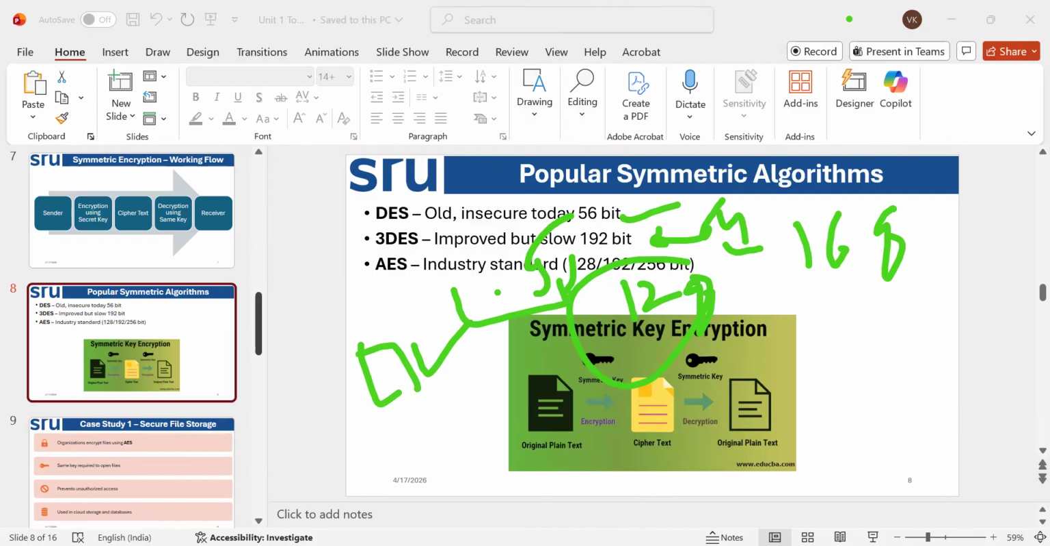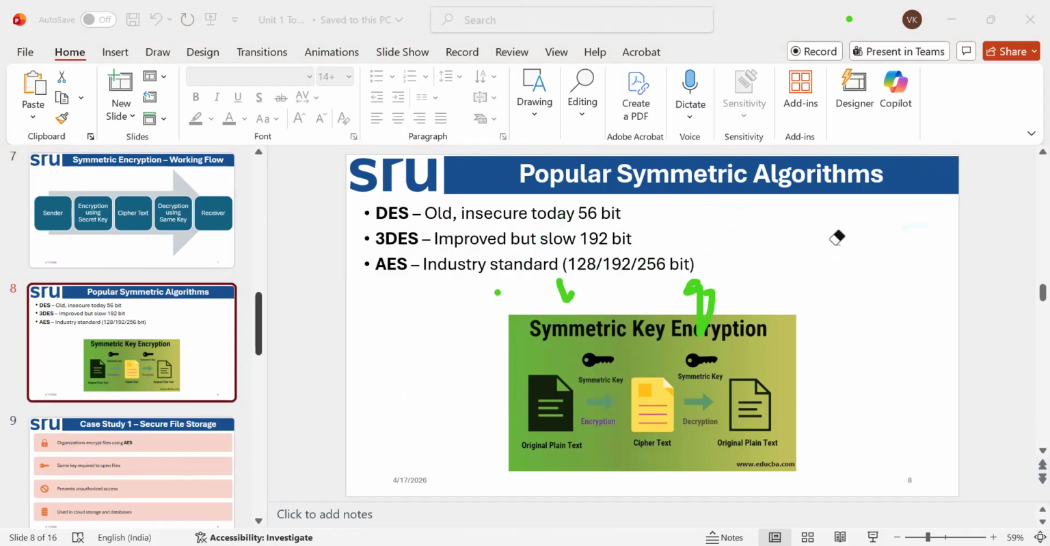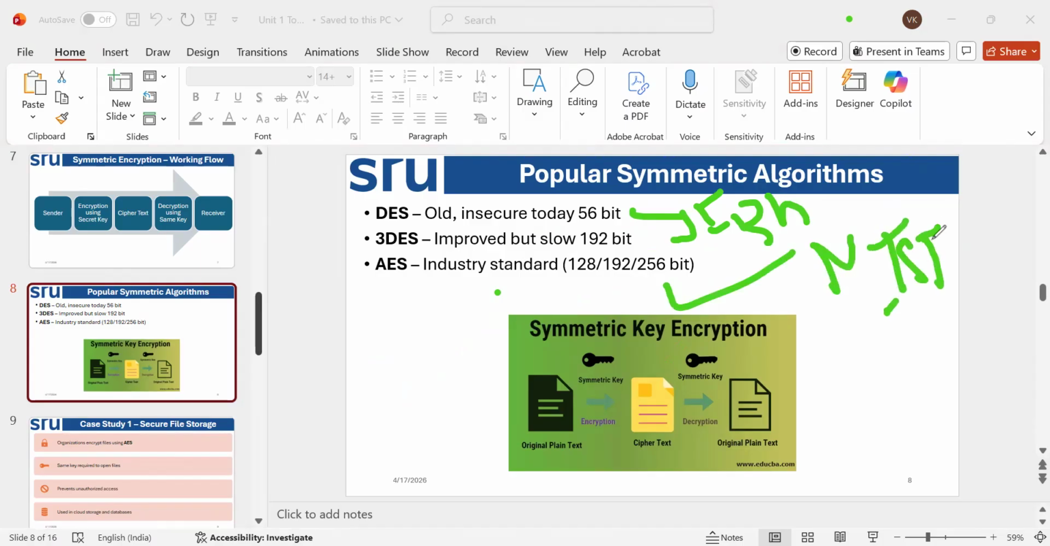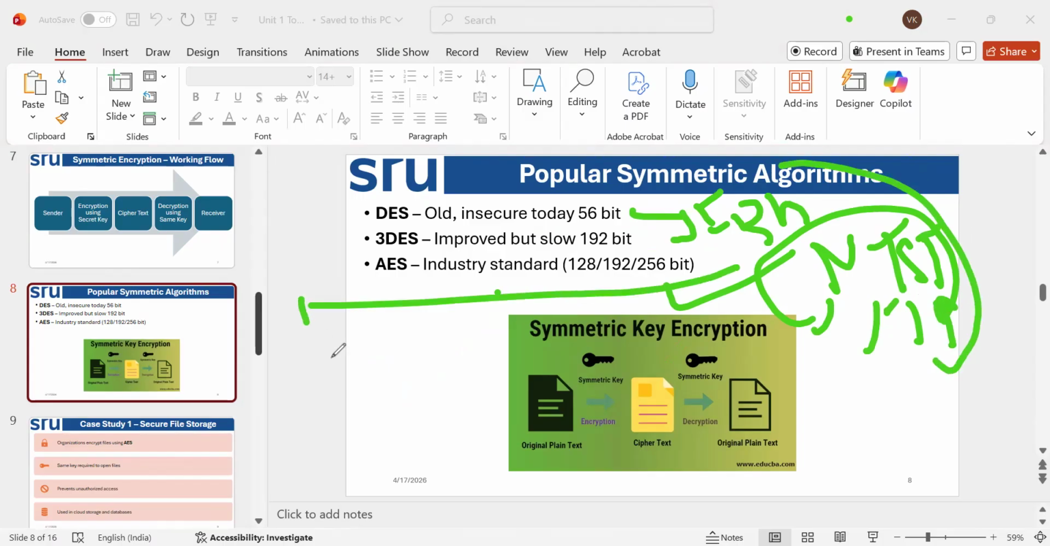We have already discussed the Feistel structure and the substitution permutation network. DES was developed in the 70s, and AES is more secure. AES was not developed by IBM; it was developed by NIST. NIST means National Institute of Standards and Technology, a US-based cyber security standards body.